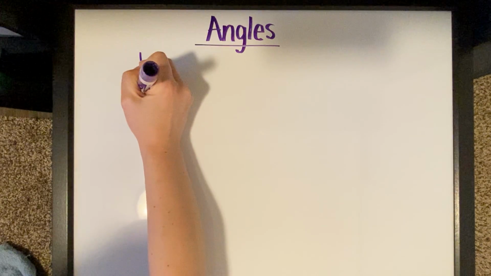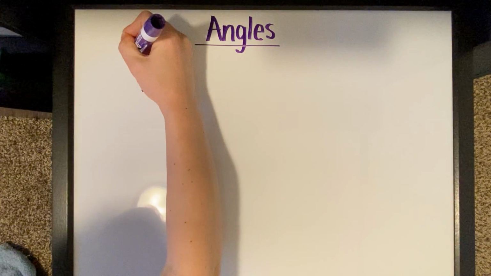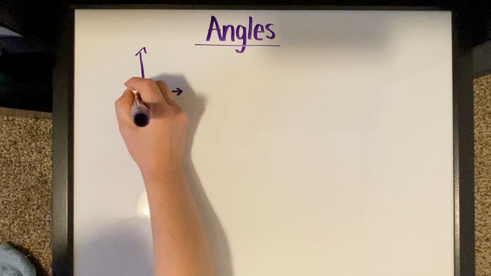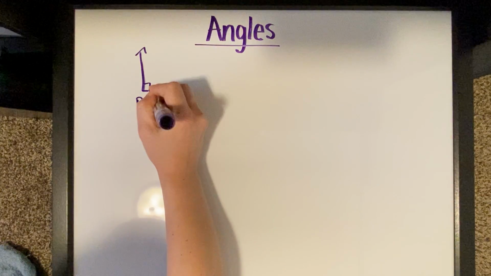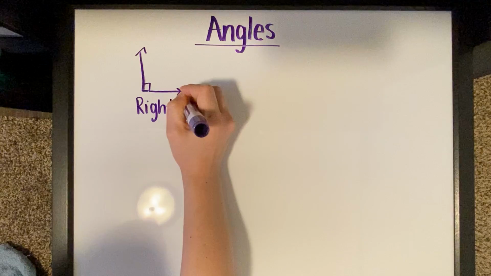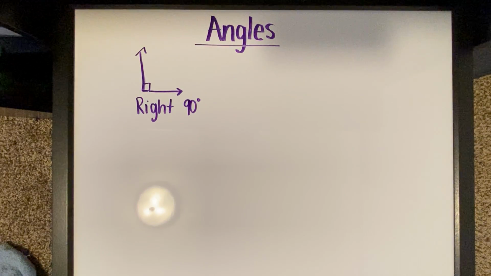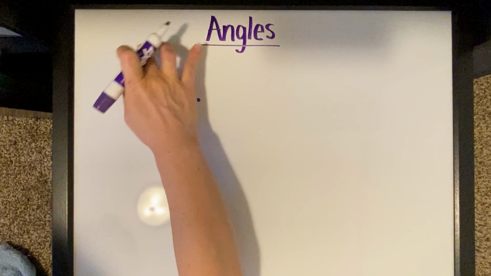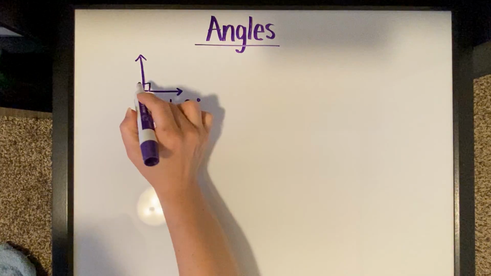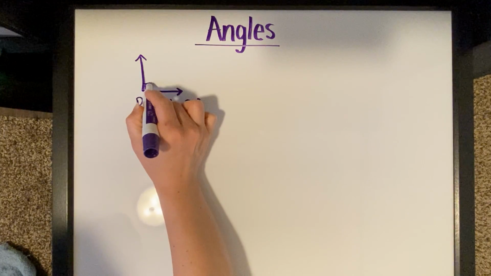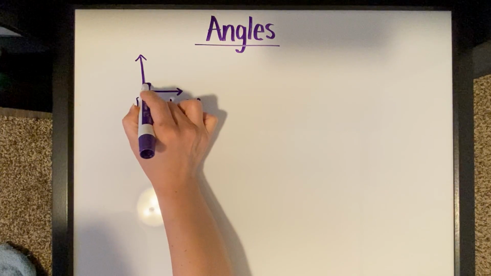The first angle type that you need to know about is a right angle. A right angle is 90 degrees exactly. So it makes a perfect square corner. So you'll have to pardon my drawings, they're not going to be perfect, but a right angle makes this perfect square corner of 90 degrees.